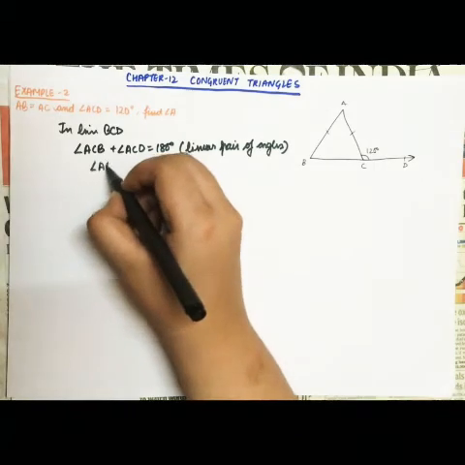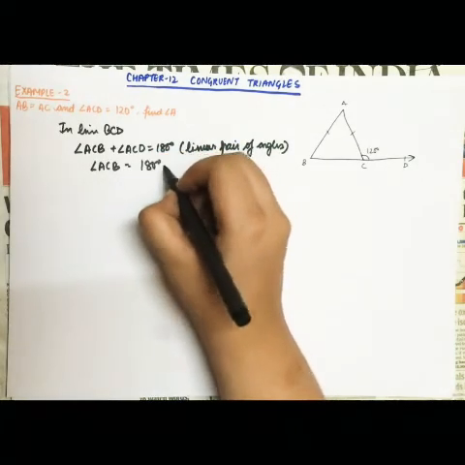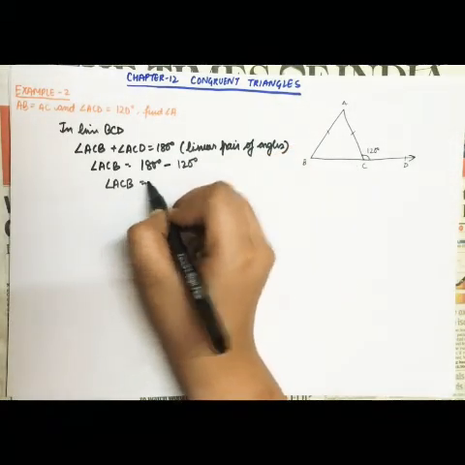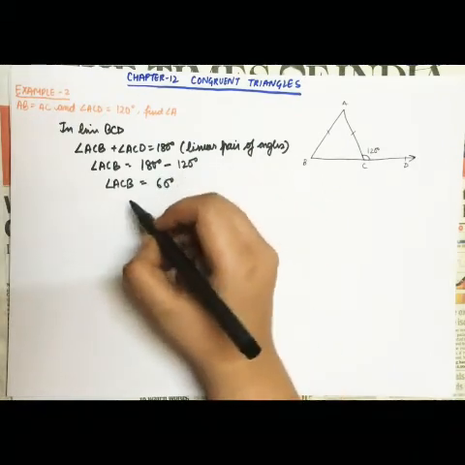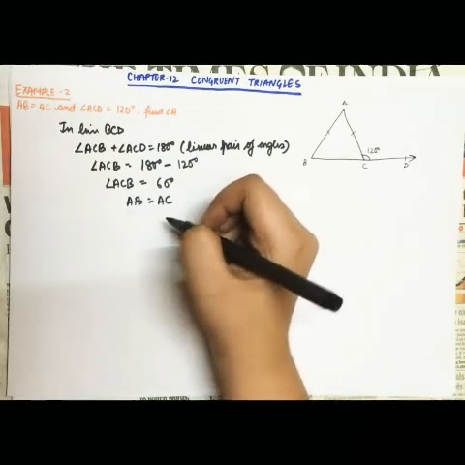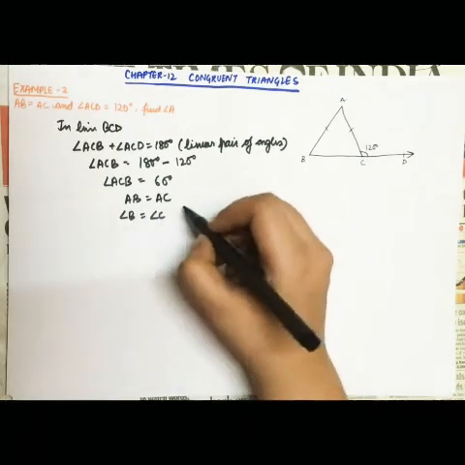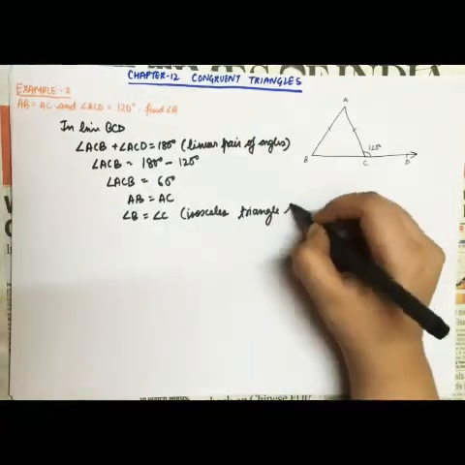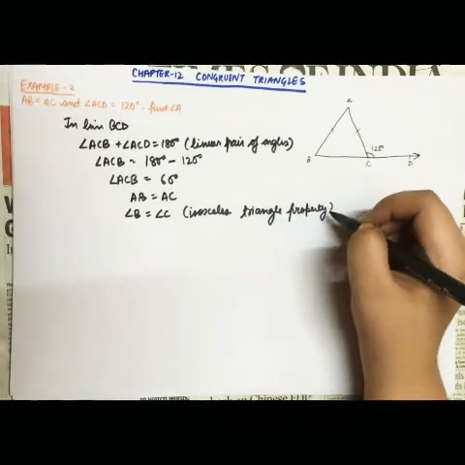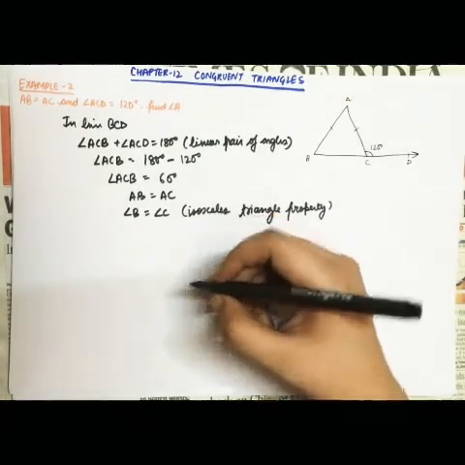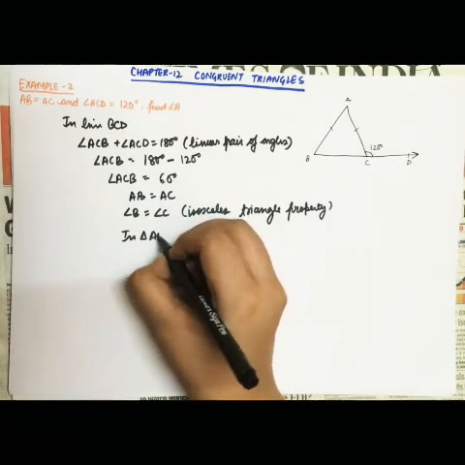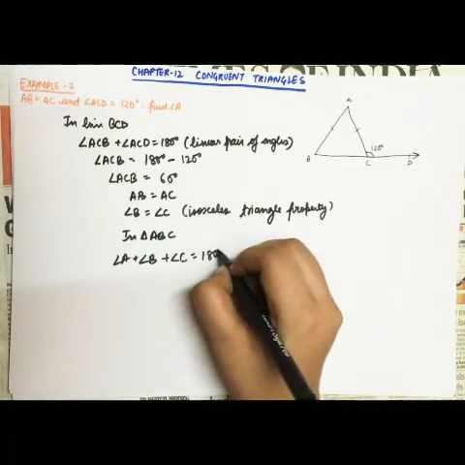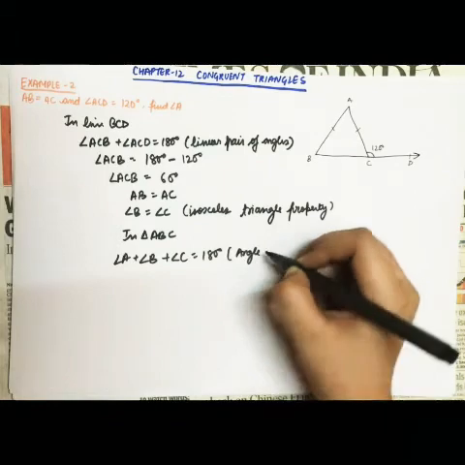Now angle ACB is equal to 180 degree minus 120 degree. Therefore angle ACB is equal to 60 degree. Now since AB is equal to AC, we can say that angle B is equal to angle C because of isosceles triangle property. Now in triangle ABC, angle A plus angle B plus angle C is equal to 180 degree because of angle sum property.